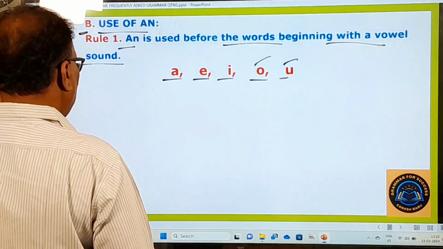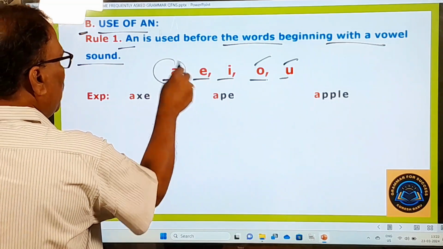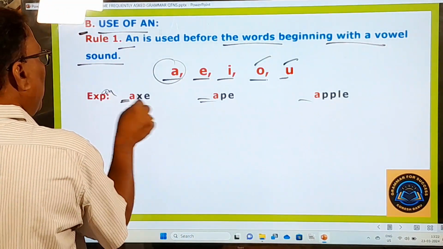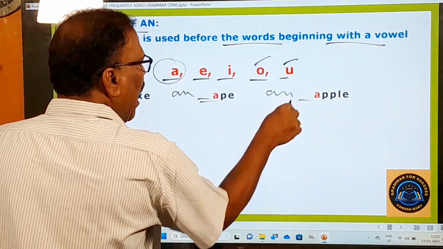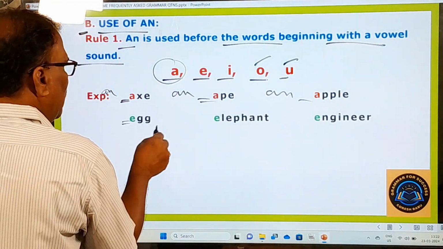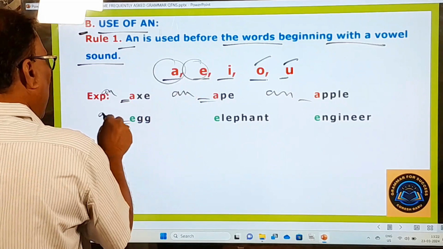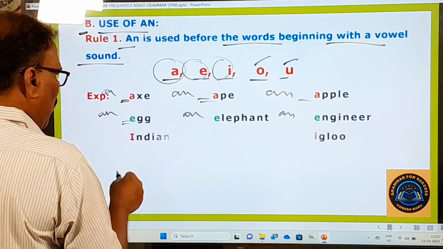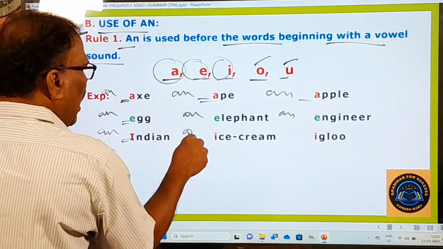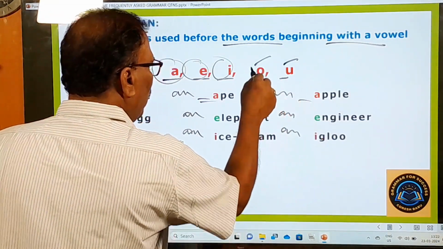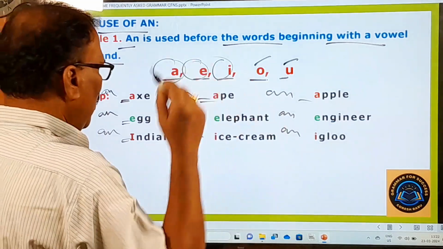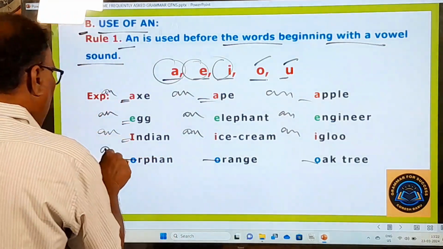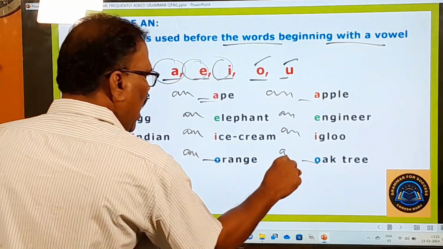Let us look at the examples. A is always a vowel sound: axe, ape, apple. So we have to use an before that: an axe, an ape, an apple. Similarly, egg is there. E is always a vowel sound: an egg, an elephant, an engineer. I is always a vowel sound: an Indian, an ice cream, an igloo. You know that O is a vowel sound, and whenever it is a vowel sound, you say an orphan, an orange, an oak tree.